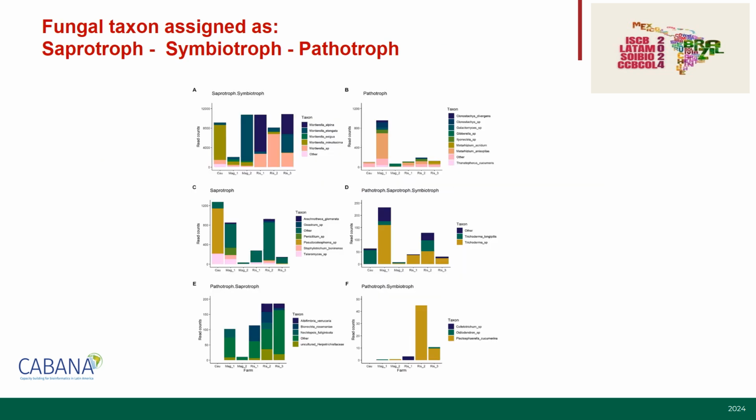It was possible to separate the species classified as saprotroph, symbiotroph, and pathotroph, and the combination of those species in the samples. And we could differentiate all the sites sampled by this identification of groups.